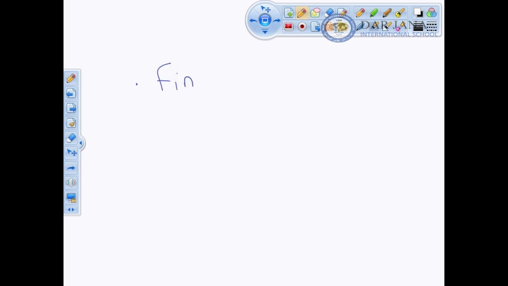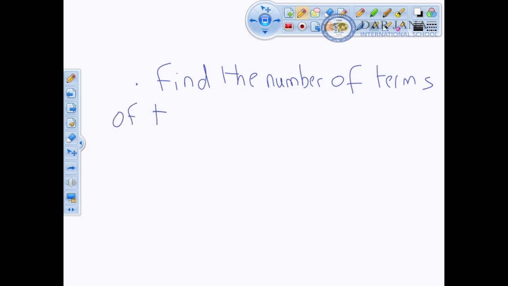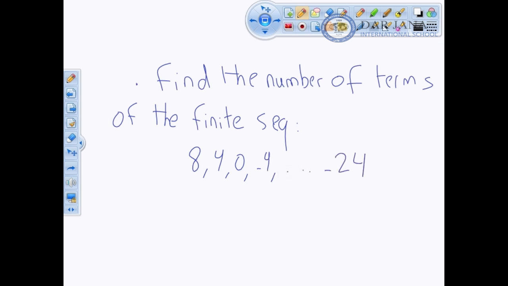Another example, if you have, find the number of terms of the finite sequence 8, 4, 0, minus 4, minus 8, negative 24. For sure, finite arithmetic sequence. It is given to me that it's arithmetic sequence. First, I find the common difference. It's negative 4.